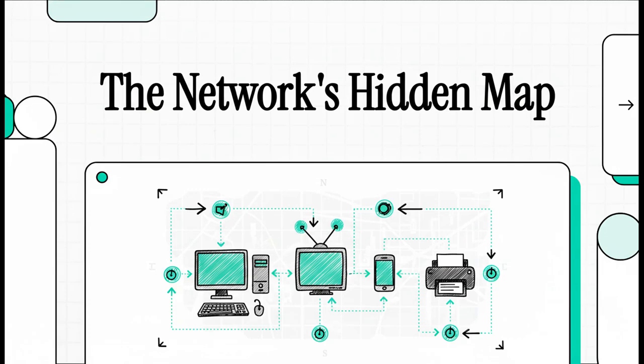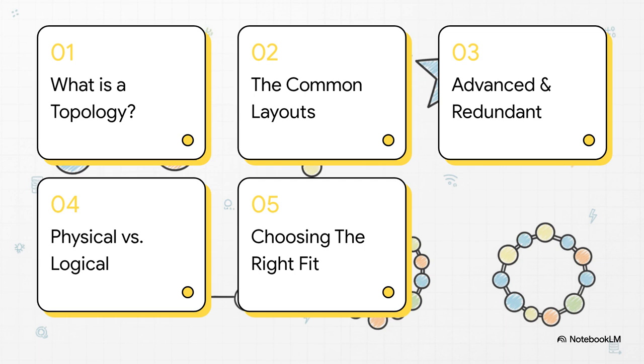Have you ever stopped to think about how your computer, your phone, your TV, and even your printer all manage to talk to each other? It kind of feels like magic, right? Well, underneath it all, there's a secret map, a blueprint that lays out exactly how everything is connected. That blueprint is called a network topology, and today, we're going to pull back the curtain and see what it looks like.